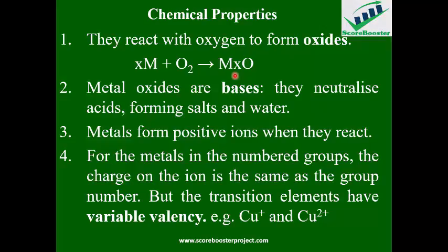The charge on the ion is the same as the group number. What we are saying is this: if you have elements in group 1, that means the charge on that element is +1. If you have an element in group 2, the charge on that element is +2.